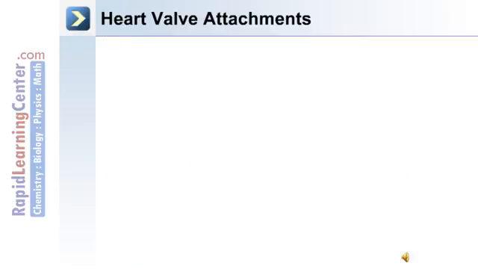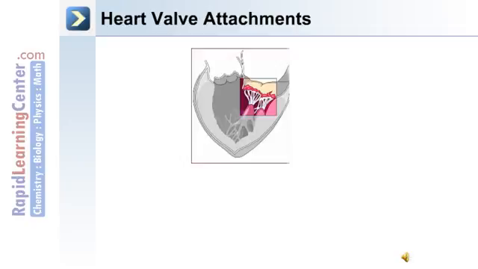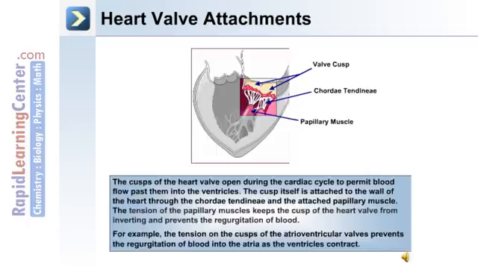The two atrioventricular valves of the heart have unique attachments. Attached to the cusp are chordae tendineae, and those are attached to papillary muscles. The cusps of the heart valve open during the cardiac cycle to permit blood flow past them into the ventricles. The cusp itself is attached to the wall of the heart through the chordae tendineae and the attached papillary muscle.